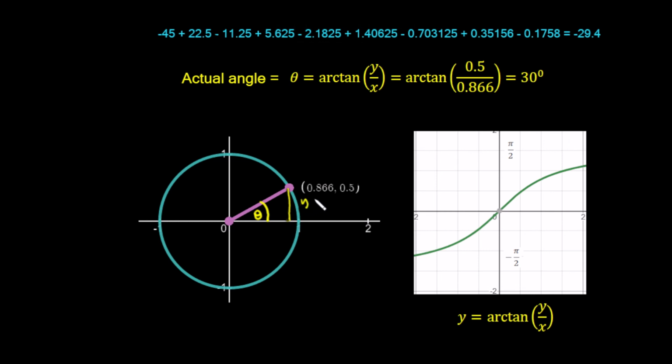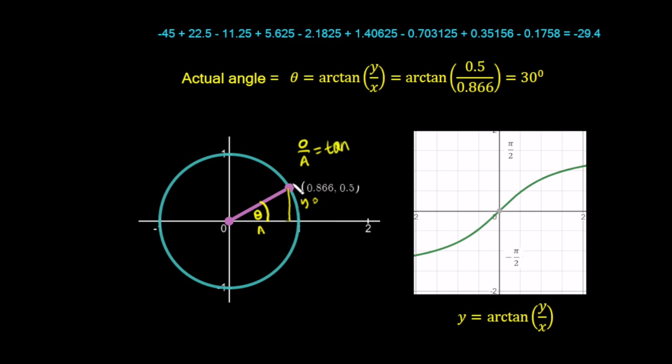So that's going to be the opposite, because it's opposite the angle. And we're going to have the adjacent here, which is going to be the x value. So we're going to have an opposite over an adjacent. So what we have here is a tan function.